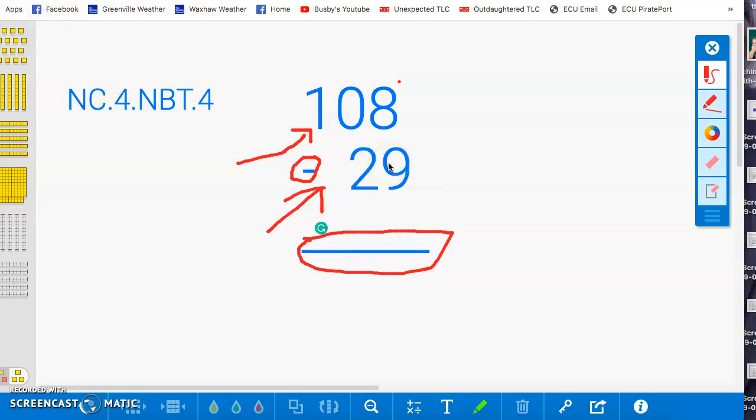And then you will want to make sure that your numbers are lined up. So your ones, your tens, and your hundreds. So first you're going to start in your ones place, and then you're going to move to your tens place, then you're going to move to your hundreds place. Alright, so let's look at the problem.